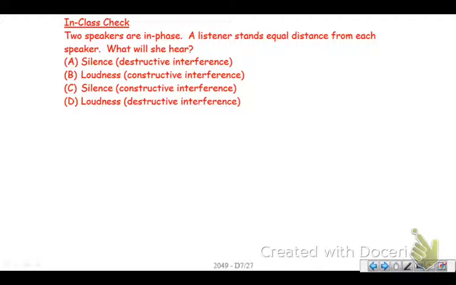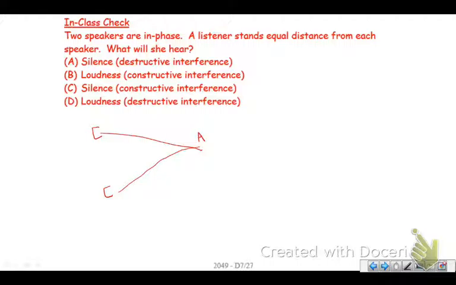So 2 speakers are in phase. Listener A stands an equal distance from each speaker. What will she hear? Will she hear silence because it's destructive interference, loudness because it's constructive interference, silence because it's constructive interference, or loudness because it's destructive interference? So the two questions are, is it loudness or silence? And then, is it constructive or destructive that's causing it? So what do you think?